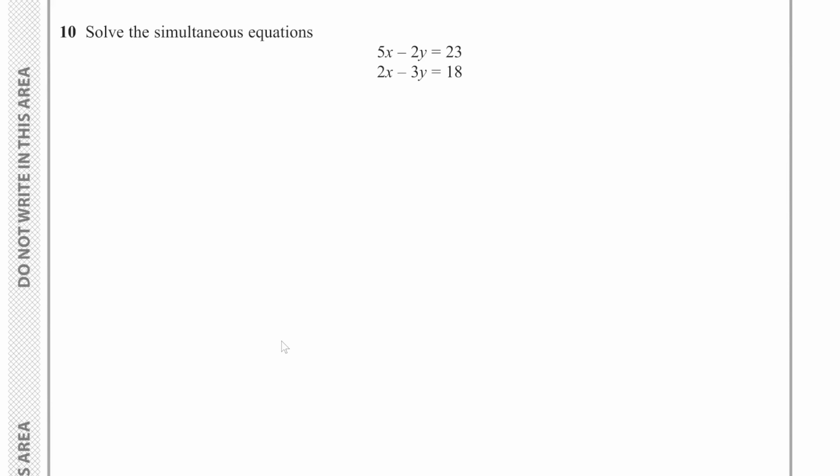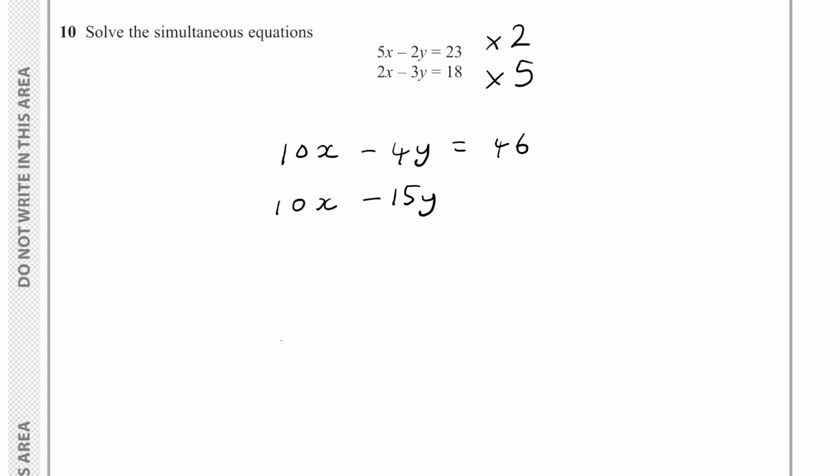Question 10, solve the simultaneous equations. So we need to make something the same. If we're going to eliminate one of them, I'm going to make the x's the same. I'm going to times the whole top equation by 2, the whole bottom equation by 5. So we have 10x minus 4y equals 46, and 10x minus 15y equals 18 times 5, 90.